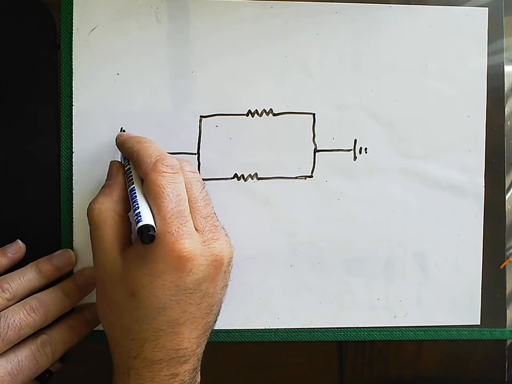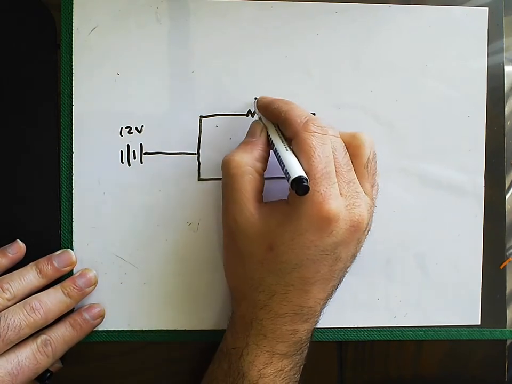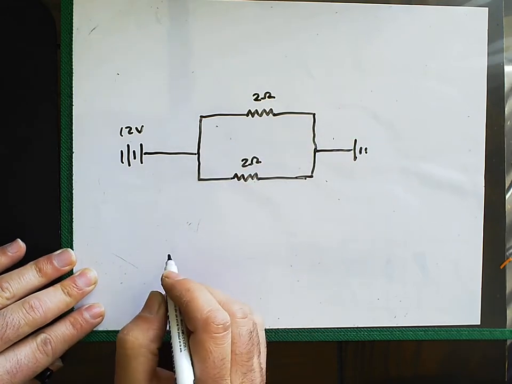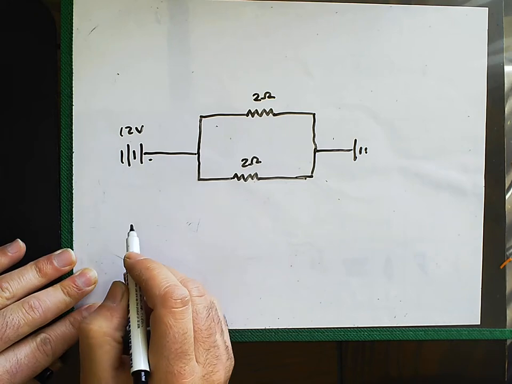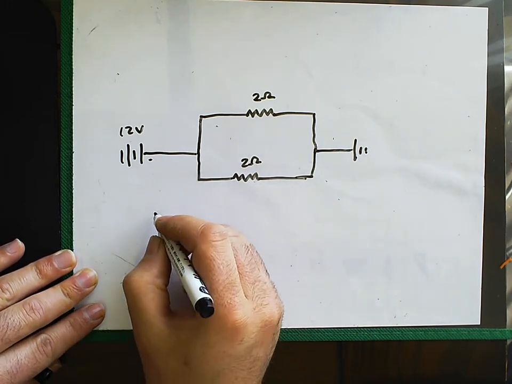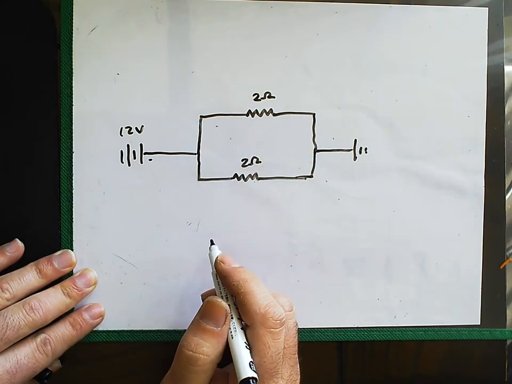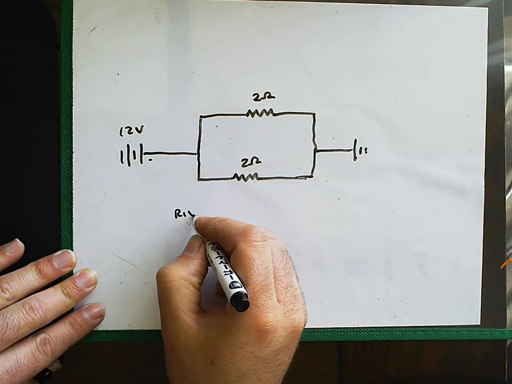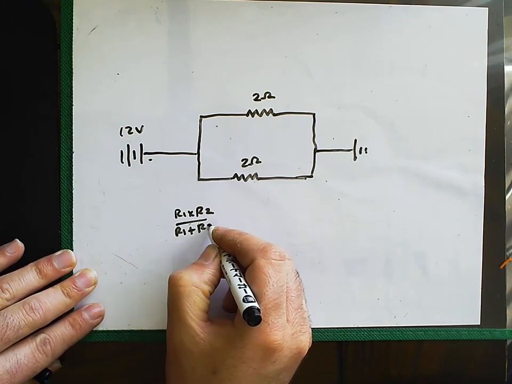Okay. If I know my voltage and I know my individual resistors, I'm going to be able to figure out my amperage through the circuit. My total amperage here will be the sum of the amperage from each branch. So the formula we're going to use for a circuit that has two branches is R1 times R2 over R1 plus R2.